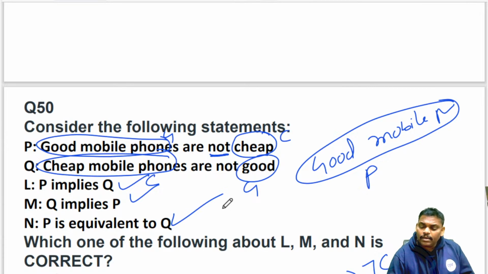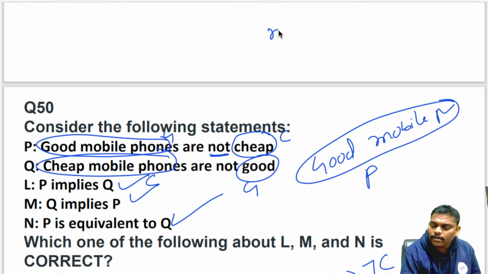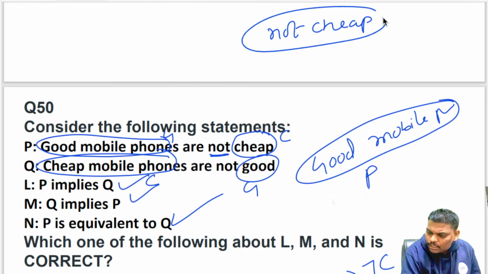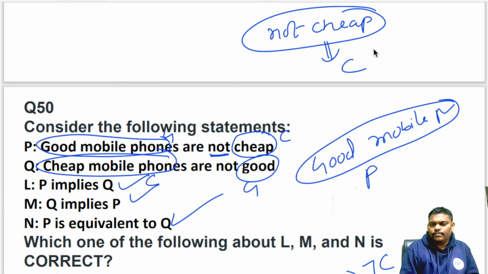So remember everyone, listen. Not cheap. Careful. Not cheap. You cannot give the name as C. If anyone does like this, you are gone.